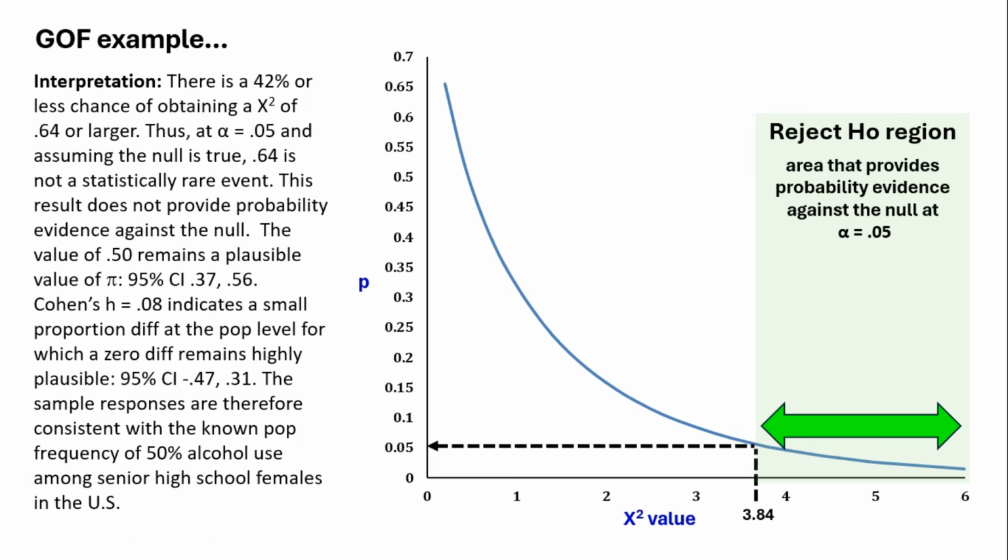Well, where is our statistic at? It's over here. Our statistic is here, 0.64. And that occurs 42% of the time in random sampling. And so our statistic is in a different zone. It's in this fail to reject the null zone. This is the area that does not allow you to claim probability evidence against the null. And so that's where that first statement in my interpretation is coming from.